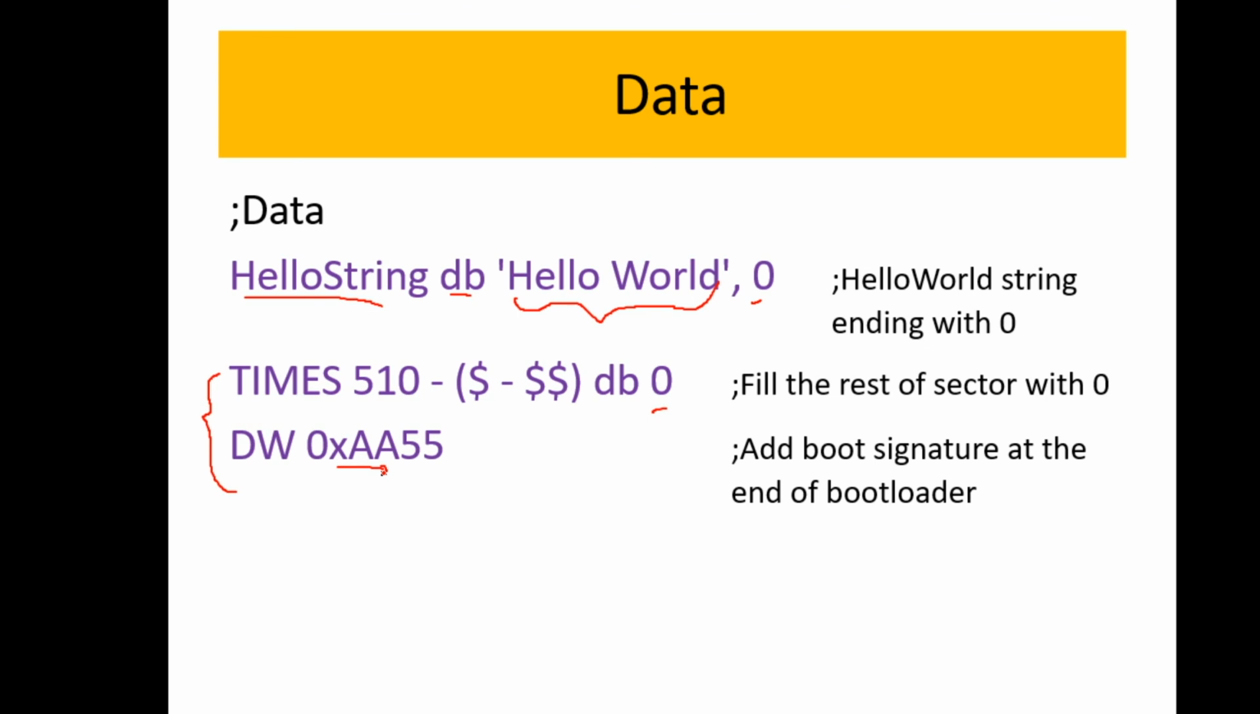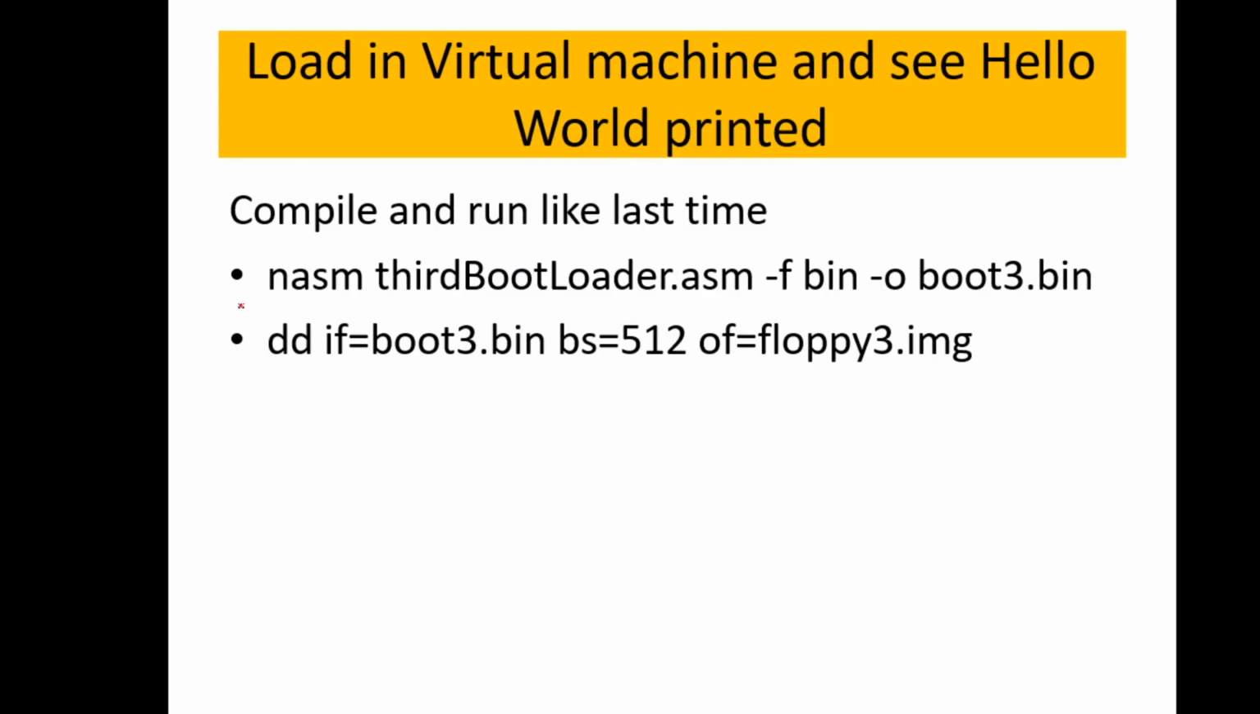So that's all. Now we have to compile it, the same as before, using this NASM code. You have to compile it and run it. We'll create a floppy image using this dd command. Once your image is created, you have to upload it in VirtualBox and visualize the output. Thank you so much.